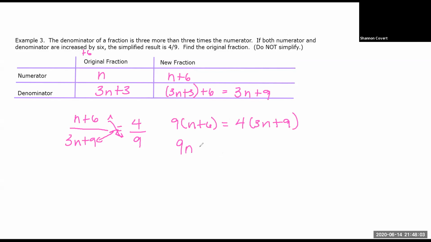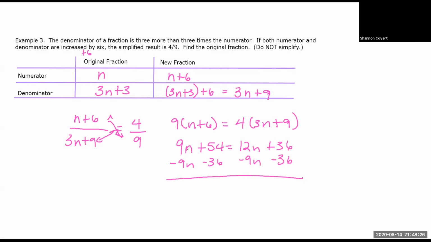9 times n is 9n. 9 times 6 is 54. 4 times 3n is 12n. 4 times 3 is 36. I'm going to subtract 9n and subtract 36 from both sides, and that's 9n, not just 9, I apologize.